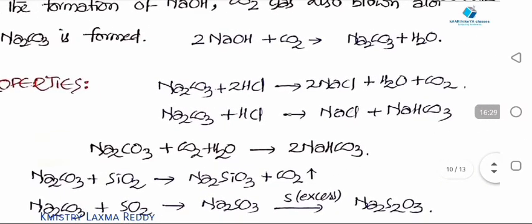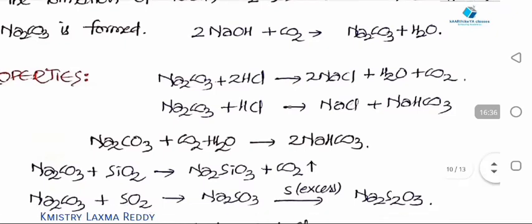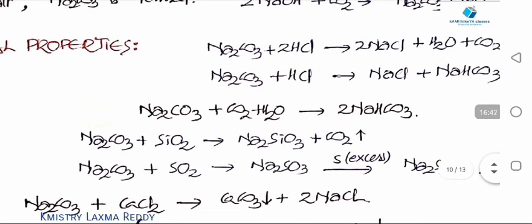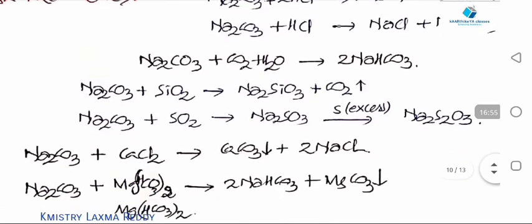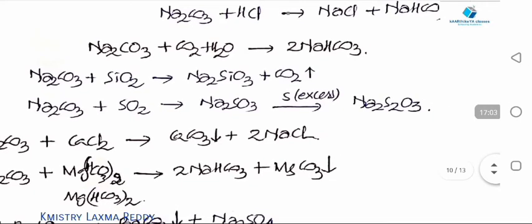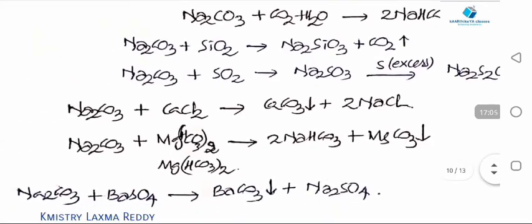Na2CO3, being basic in nature, can react with acids. You can see here, with HCl, NaCl is formed. Sodium carbonate can further react with carbon dioxide to form sodium bicarbonate. This is one important reaction: Na2CO3 plus CO2 plus H2O, sodium bicarbonate is formed. This reaction we are going to discuss in the preparation of sodium bicarbonate. Then with silica, Na2SiO3; with sulfur dioxide, Na2SO3; but if you use excess sulfur, Na2S2O3, sodium thiosulfate.